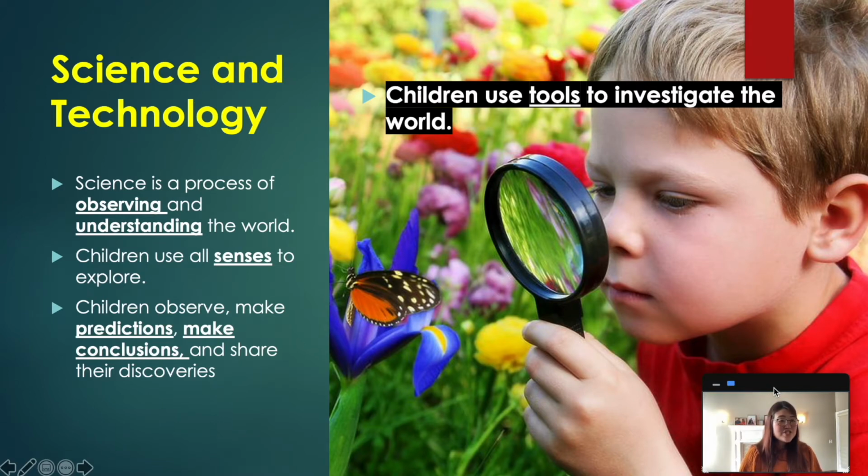Science and technology. Science is a process of observing and understanding the world. For younger children, children need to engage science with all their senses, by touching, by mouthing, by hearing, smelling, and seeing. When their senses are engaged, they begin to think, to wonder, to be curious and use critical thinking skills to understand what, how, why of all our natural world.